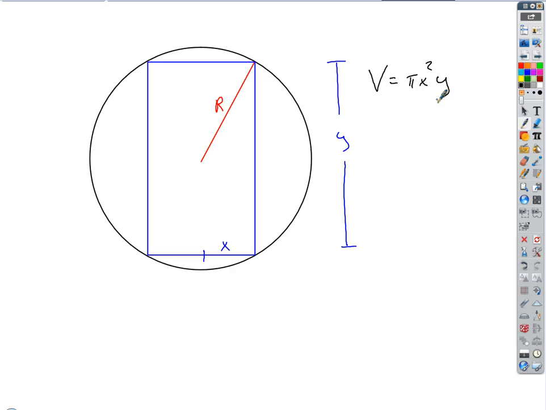Okay, boom, I've got a thing. Good. 4r squared equals x squared plus y squared. I'm a wizard. 4r squared? I'm not buying that. Are you sure about that?